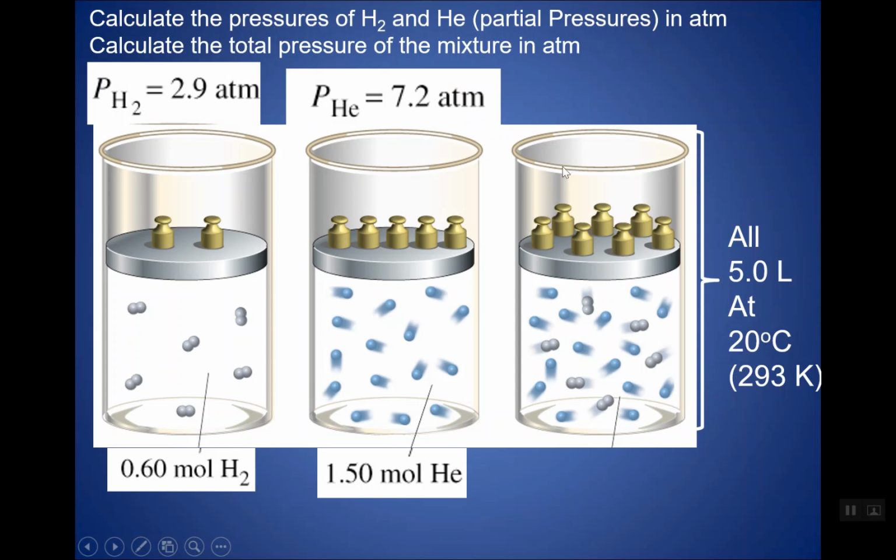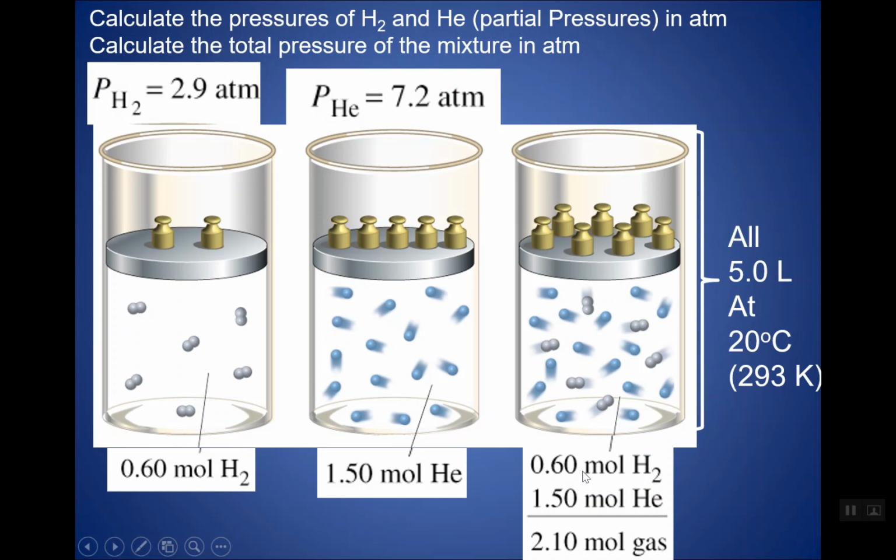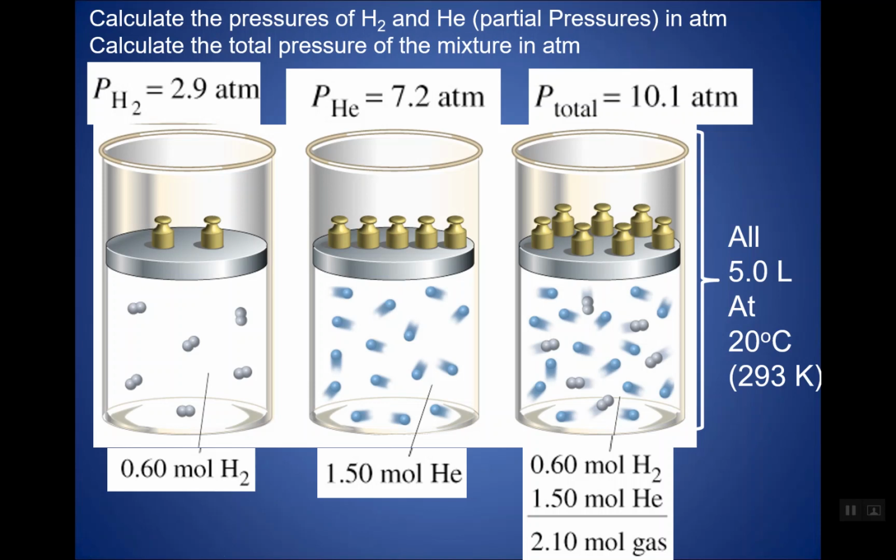Now to get the total, I have 2 different ways I could do this from what I've learned. I could take the 2 moles, add them together to get the total moles in my container, and then plug into PV=nRT again with my volume and temperature, and I should get 10.1 atmospheres. Or, now that I have my 2 partial pressures, I can add them together, 2.9 plus 7.2, and they should sum up to the total, which is 10.1. Either way gives me the exact same answer.